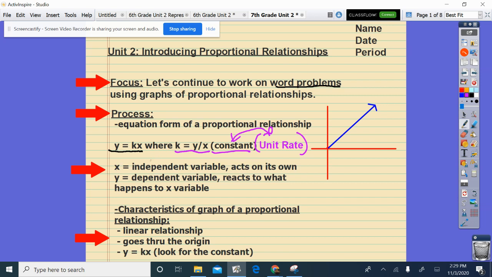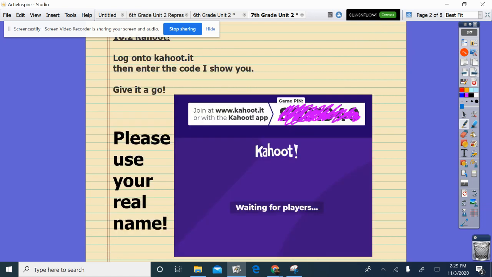And then, of course, x is your independent variable. It acts on its own. Y is a dependent variable. It reacts to what happens to the x variable. And these characteristics down here of a graph of a proportional relationship are important because these are the things that you'll see in the quiz on Wednesday that ask, is this a graph of a proportional relationship? It's a linear relationship. It goes through the origin, and y equals kx again, and look for that constant. So if you need to, stop the video here and take these notes.